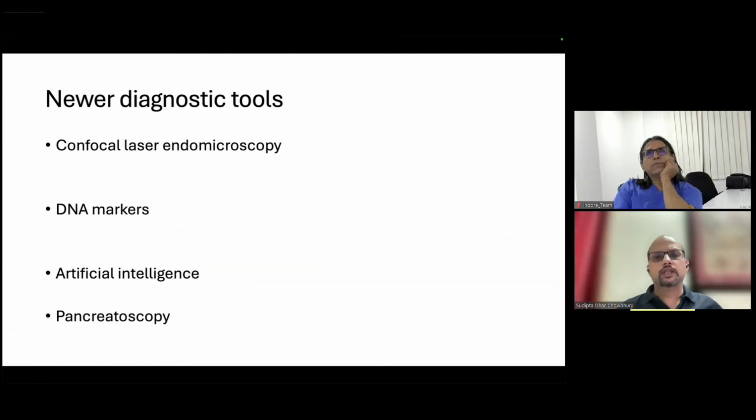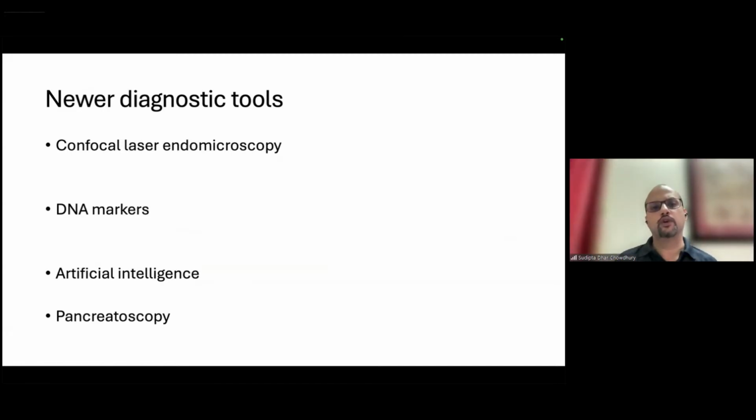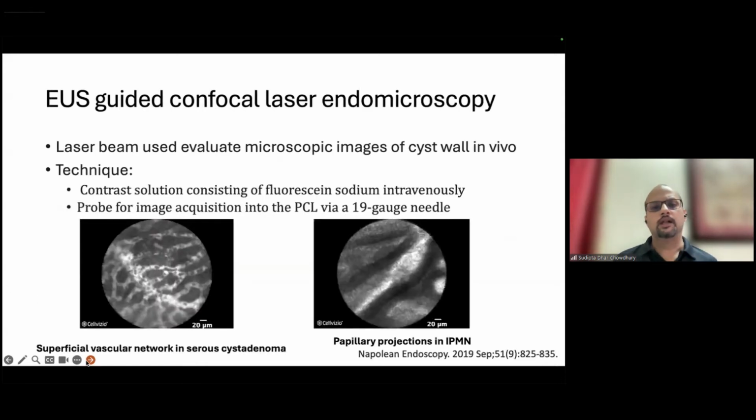So the newer diagnostic tools that we have include confocal laser microscopy, advanced molecular markers, artificial intelligence, and I'll briefly touch upon the role of pancreatoscopy here. Now, confocal laser endomicroscopy is a new modality. It has been in focus for a long time now. However, because of cost constraints and imaging limitations, this has not gained that much popularity. The technique involves intravenous administration of a contrast solution consisting of fluorescein sodium dye, and a probe is inserted through the 19-gauge needle into the cystic lesion.